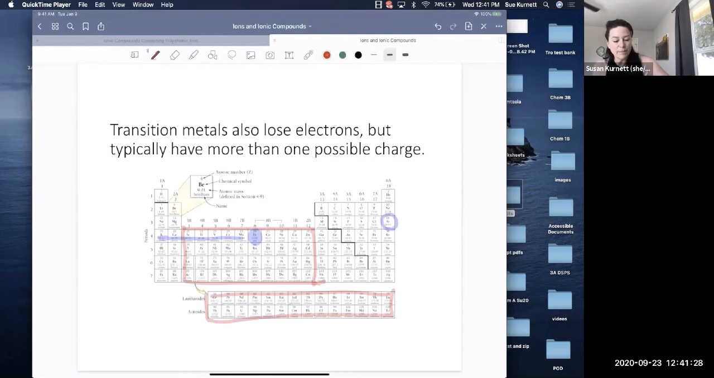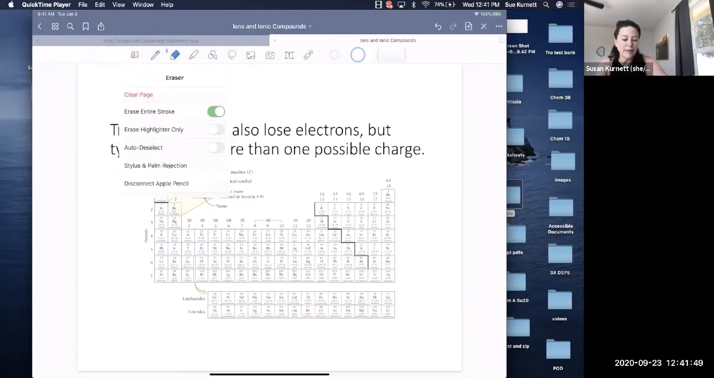Iron can be iron the atom, or there's 2 charge choices possible, iron 2 and iron 3. Why 2 and 3? There's reasons we'll talk about later in the semester, but for now you just need to know, for transition metals, when they make ions, there's typically more than 1 charge choice. But like everything, there are exceptions.